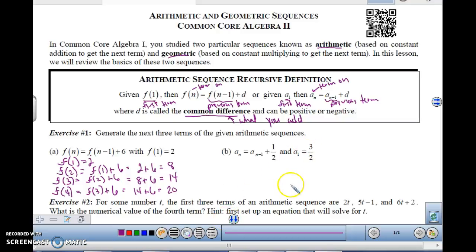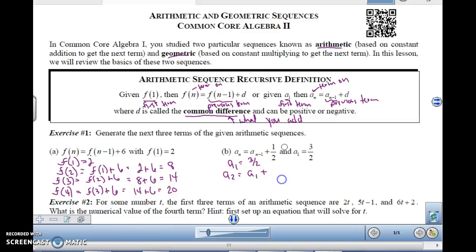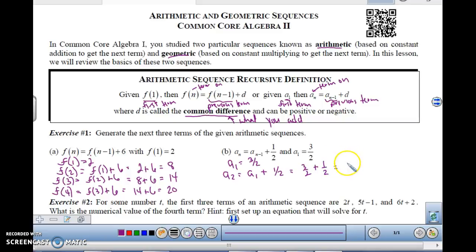Let's try this next one. A of n equals a of n minus 1 plus a half. A of 1 is equal to 3 halves. Again, my first term is 3 halves. What does this mean to do? This means to take the previous term and add a half to it. So if I want to find a of 2, I need to know what a of 1 is and add a half to it, not 3 halves. So a of 1 was 3 halves, plus a half is 4 halves, or 2.